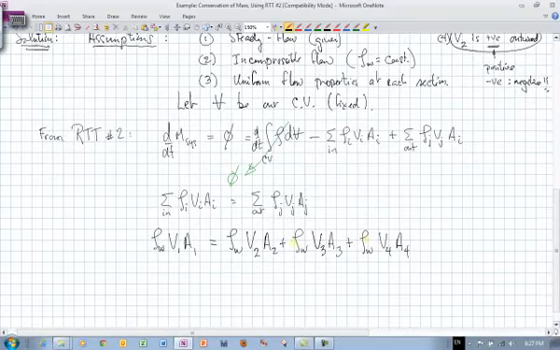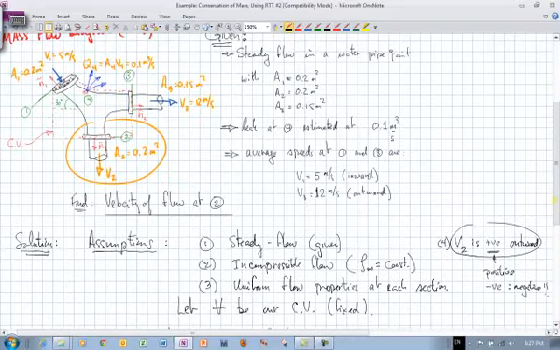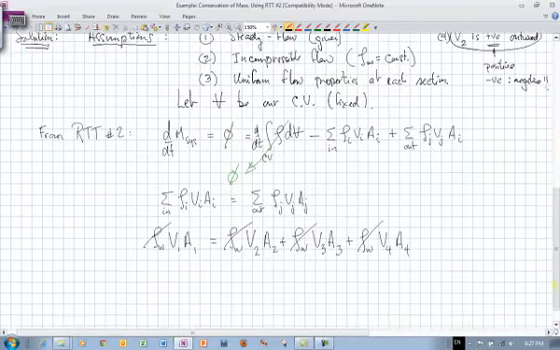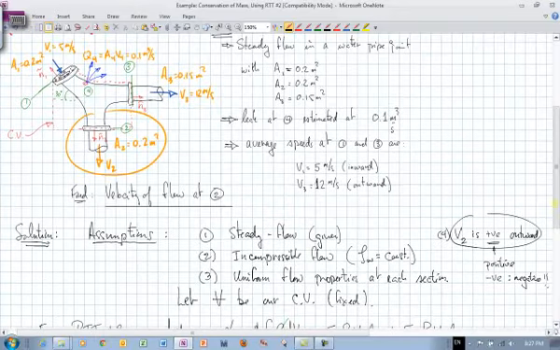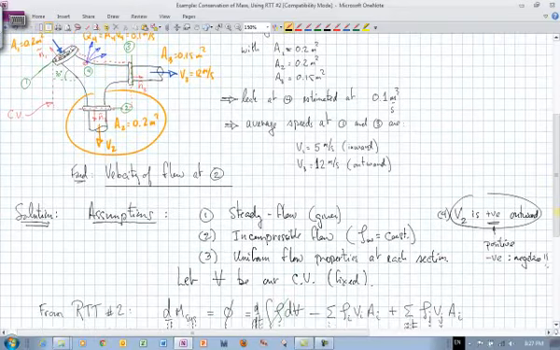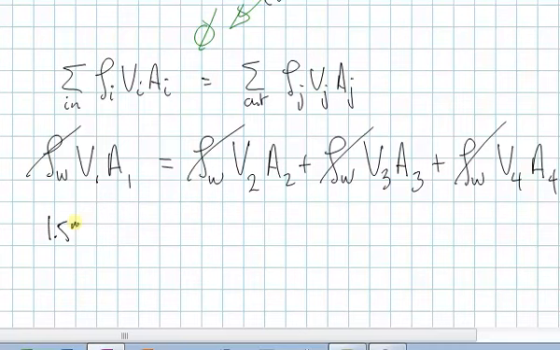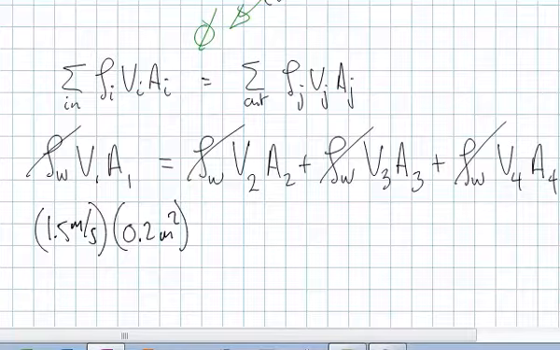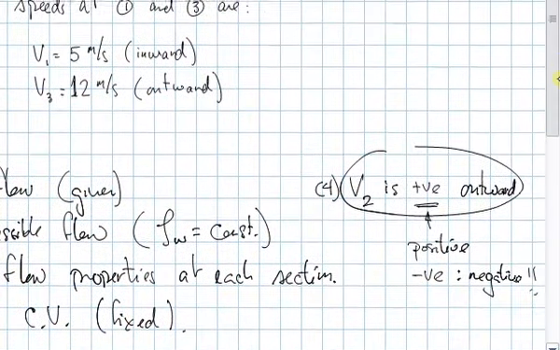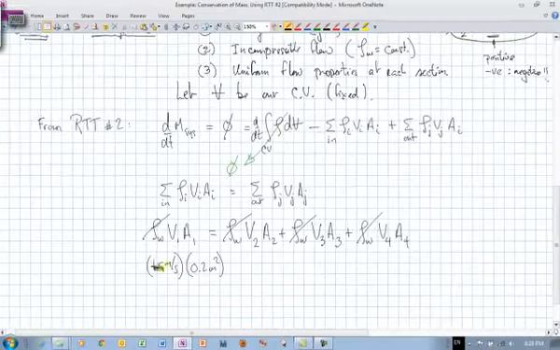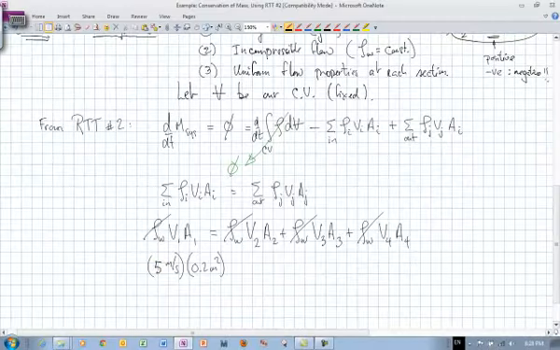First of all, we notice that we've got the rho everywhere, so we can knock them all off. They all cancel out easily. And what are we given? We're given V1, V3, and the product V4 A4. Let's substitute for that. V1 is 5 meters per second, A1 is 0.2 meters squared. Let me make sure I got that right. 5 meters per second, 0.2 meters squared.